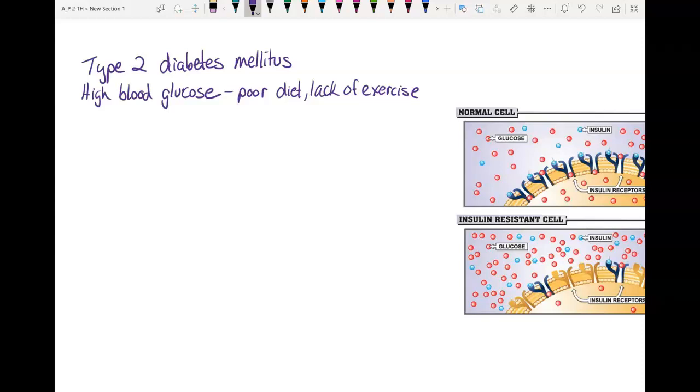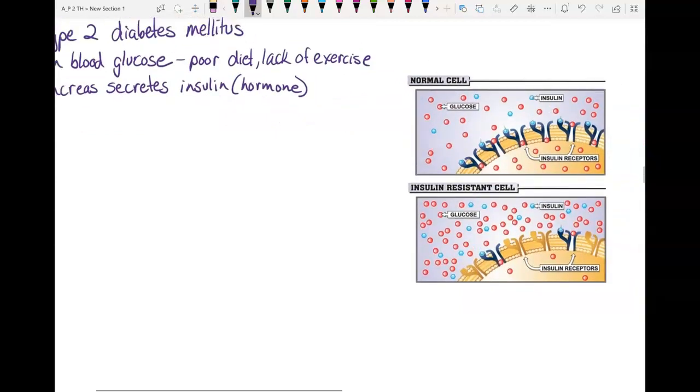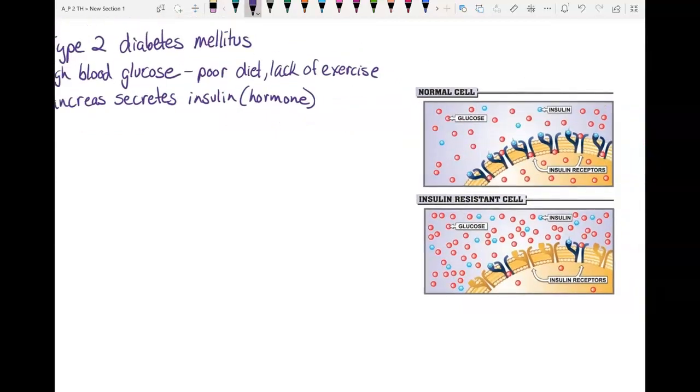Whenever you get glucose in your blood, your pancreas secretes insulin. So insulin is the hormone. Insulin binds to receptors on the cell. So if you look at this top picture here, there's the insulin. You can see it binds to the receptor, and that stimulates the cells to take up glucose. So when insulin binds to the receptor, that gate opens and glucose goes into the cell.